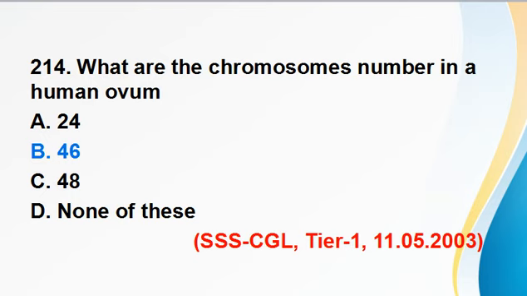Now question number 214. What are the chromosome number in a human ovum? देखिए फ्रेंड्स, इसमें ऑप्शंस में देखिए, A is 24, B is 46, C is 48 and D is none of these. So answer B is correct.